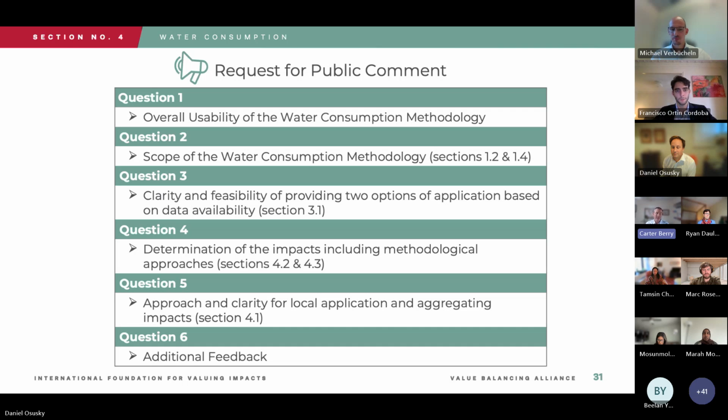Question 5 is asking about these other two key proposals we mentioned. So is the approach and the clarity for this local application using these freely accessible tools, does that make sense? And also this approach to aggregating impacts. And then of course there's a catch-all question like in the other ones. I'll pass it back to Dan, and I believe we have one last poll question for everyone.